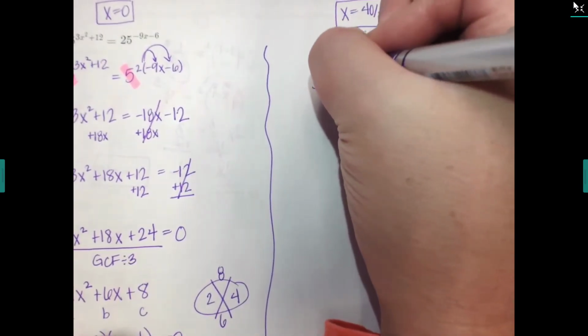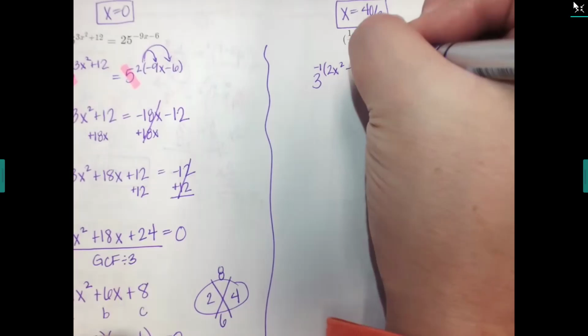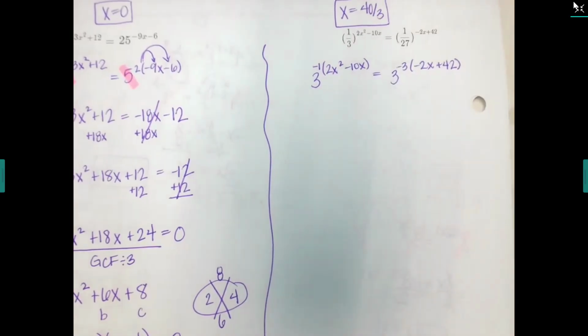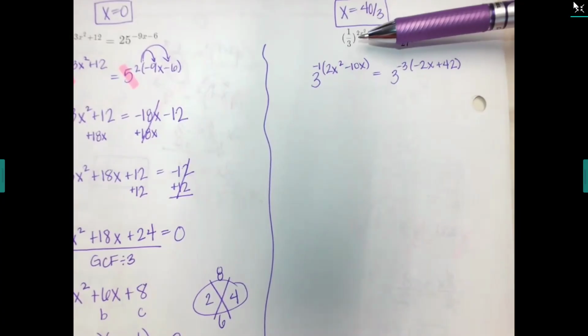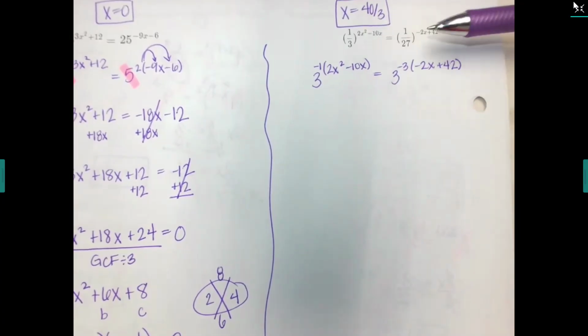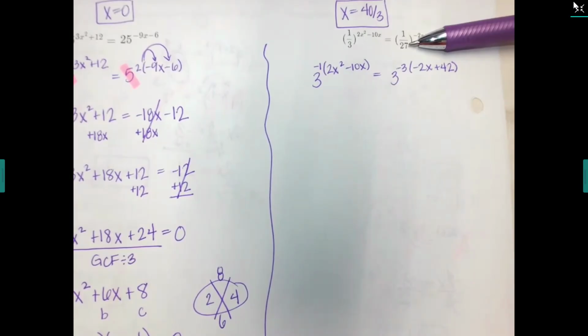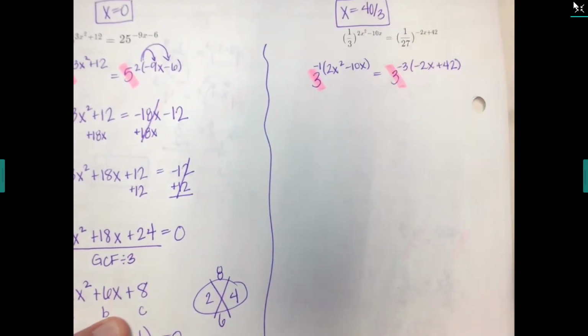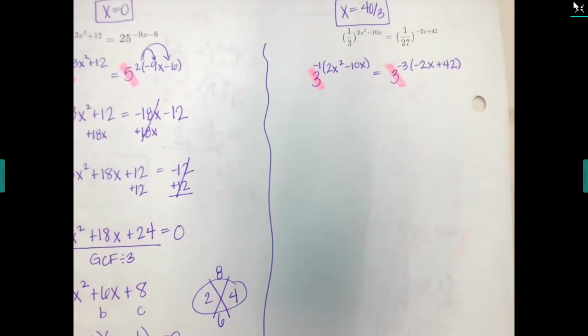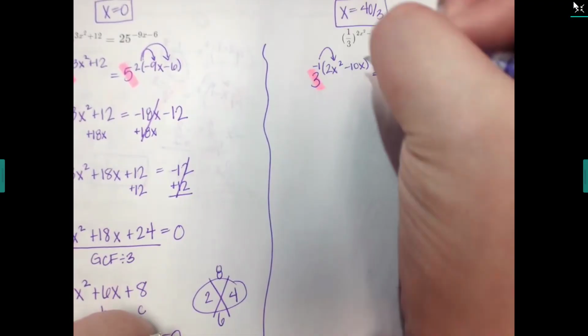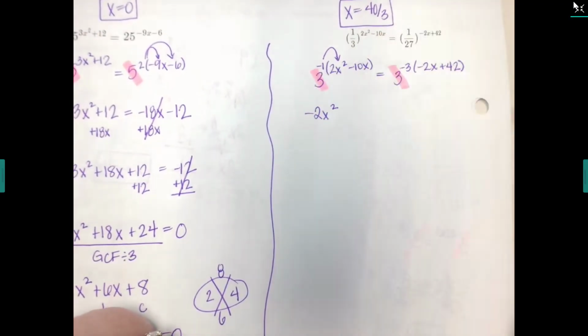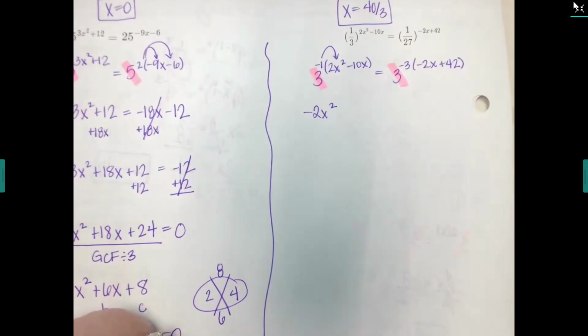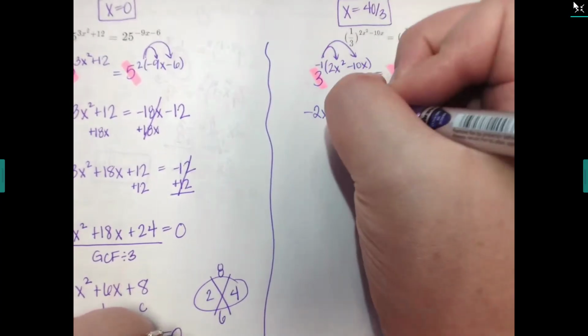And then I'll keep this stuff up here, like that. So this is a 3 to the 1 coming up, and a 3 to the 3 coming up. And when they come up, you just apply a negative. Okay, from there, the 3's are still going to cross out. My negative 1 is going to multiply into my parentheses. So now that's a minus 2x squared. What will the sign be on the 10x? Positive 10x.